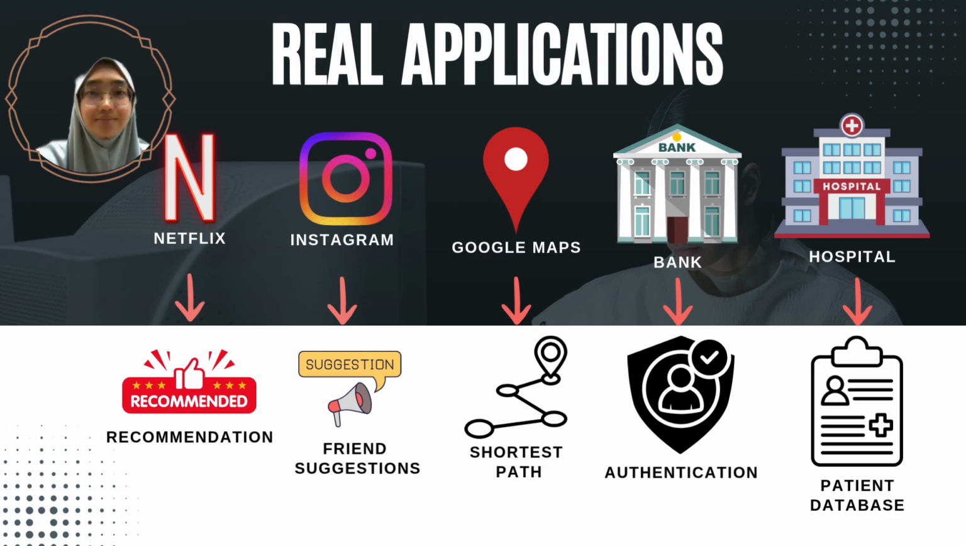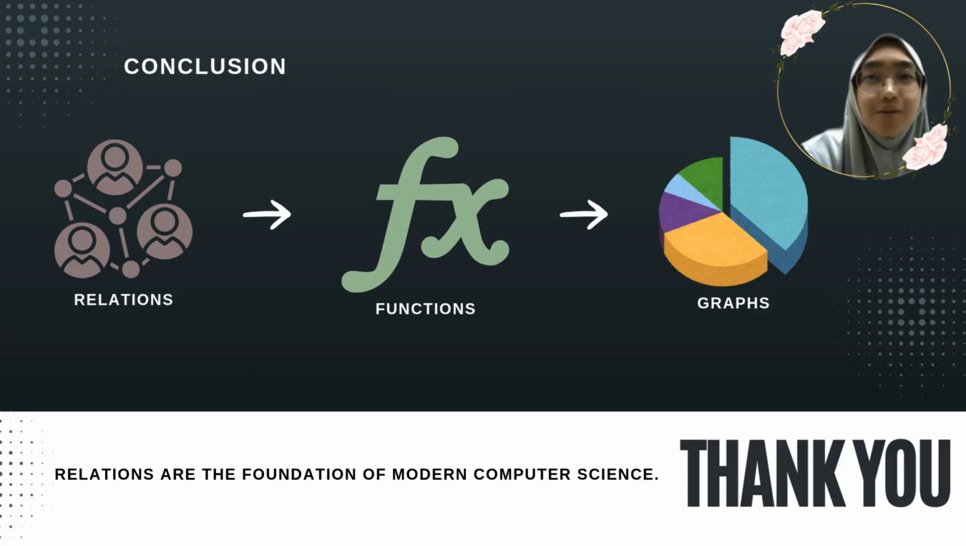In conclusion, relations are one of the most important concepts in discrete mathematics and computer science. They allow computers to describe and organize relationships between different objects and pieces of information. Functions are special relations that ensure every input has exactly one output, while graphs provide a visual representation of those relationships. Together, these concepts support many technologies that we use every day, including recommendation systems, authentication systems, databases, social media, artificial intelligence, and navigation systems.